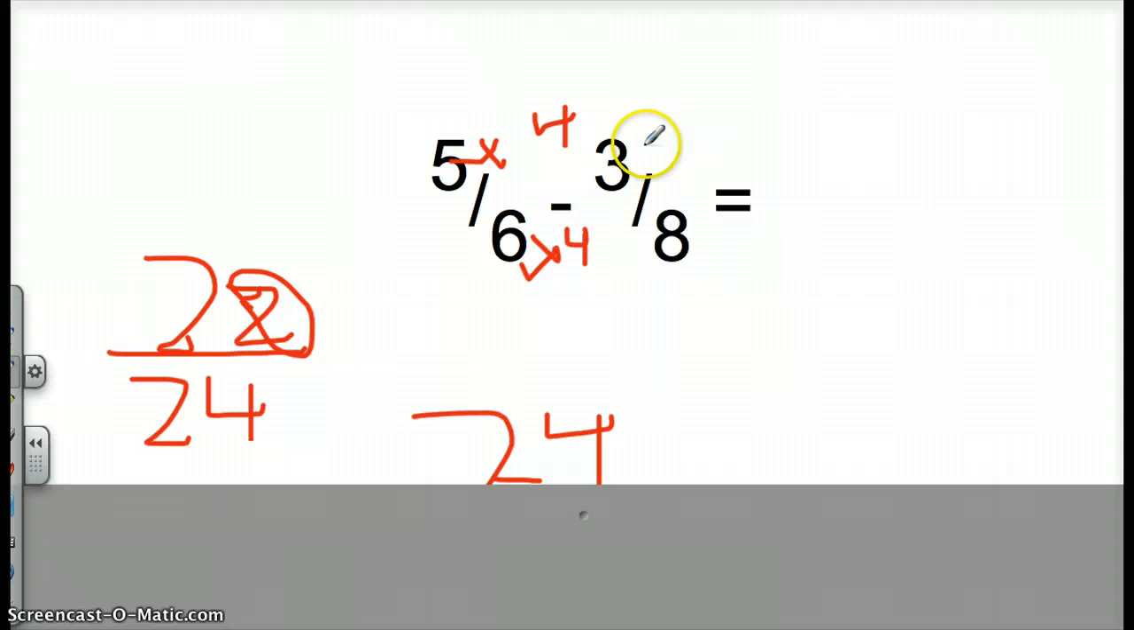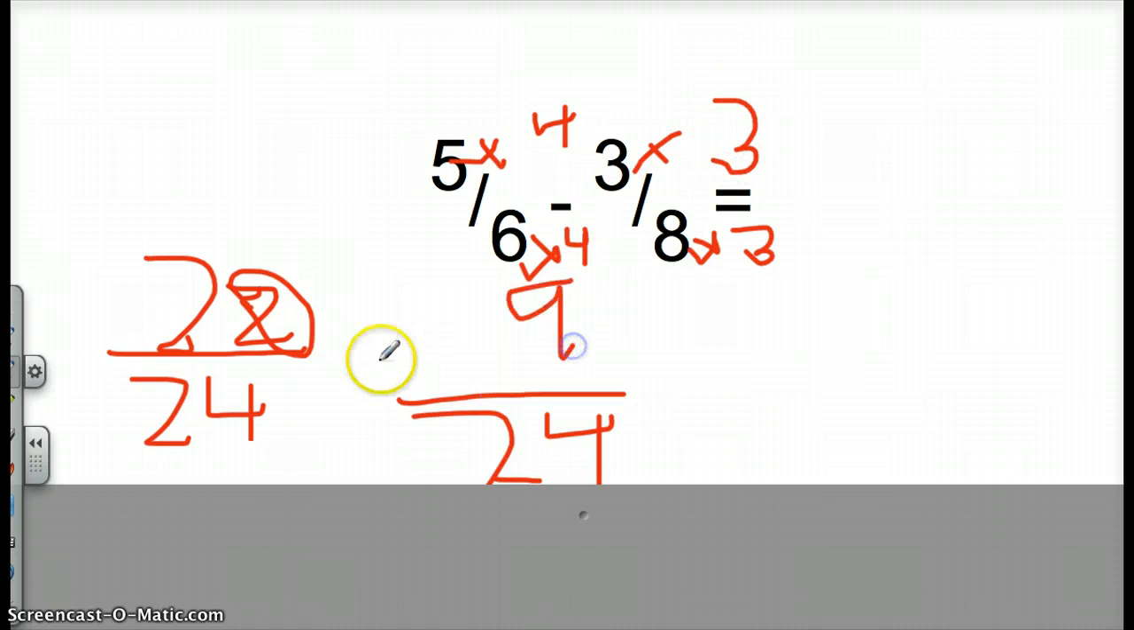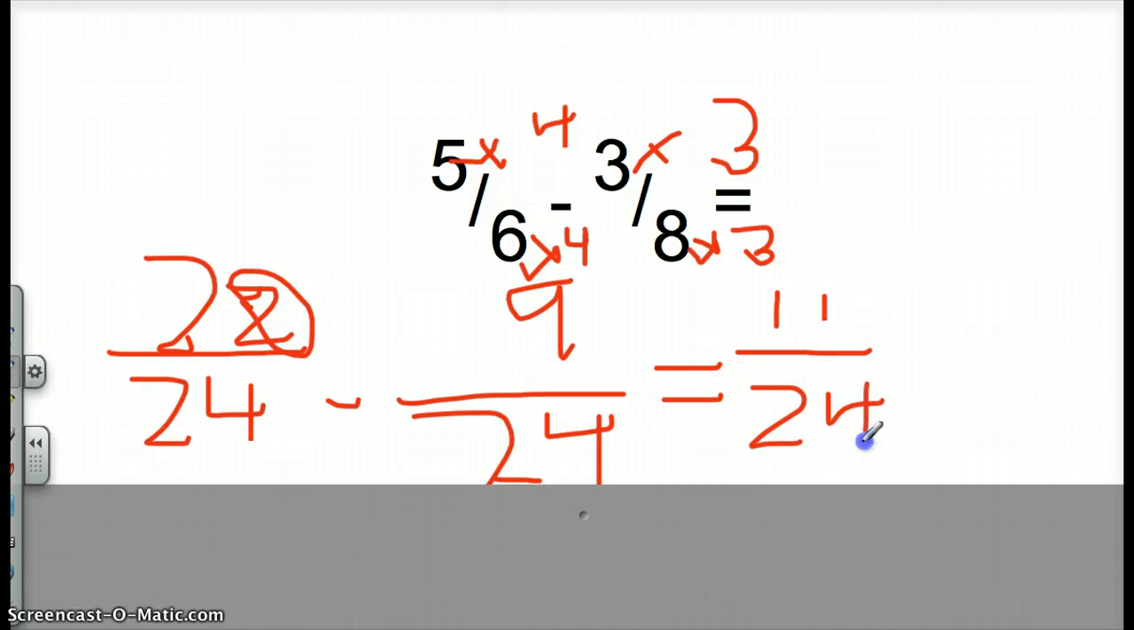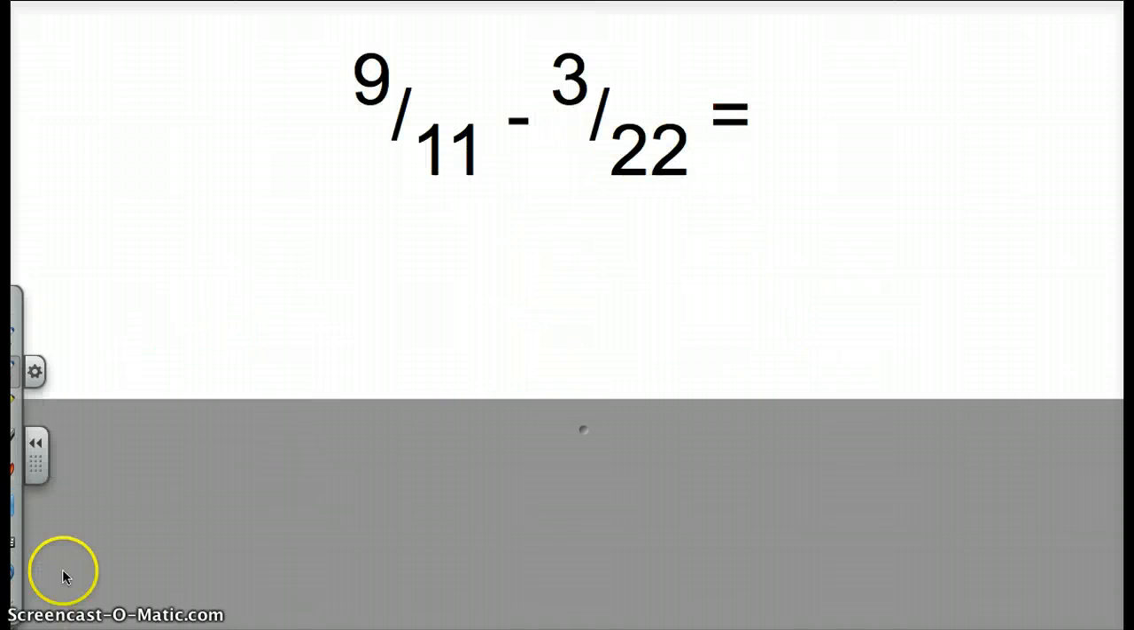And then we have to make the other one 24. So we times this by 3, which would get 24. And then whatever you do to the denominator, you do to the numerator. So then you times that by 3 and get 9/24. And then you subtract. 20 minus 9 equals what? It's 11. And then you keep the denominator the same, and you get 11/24.